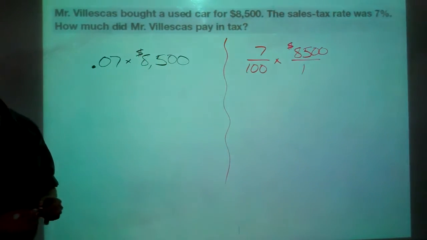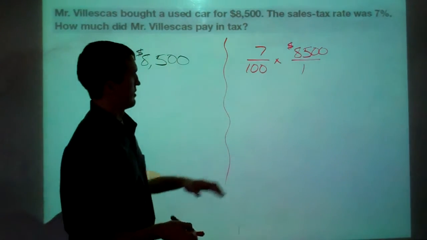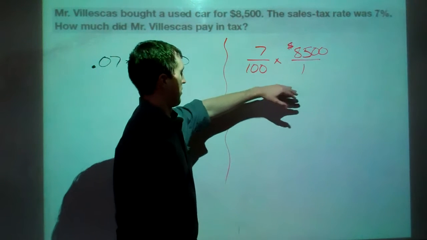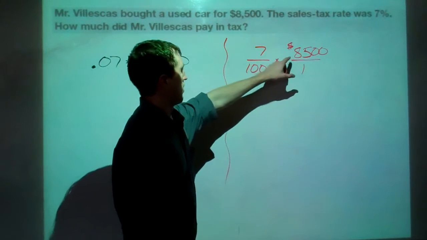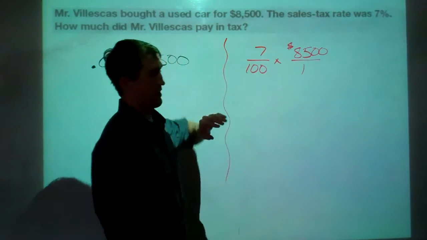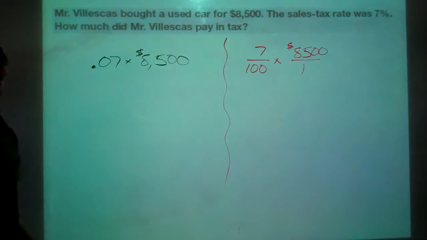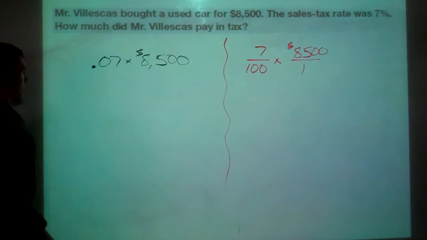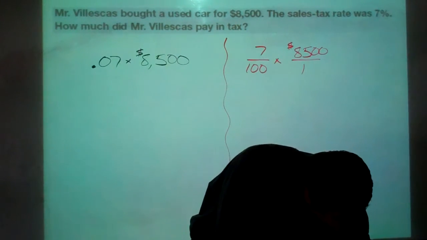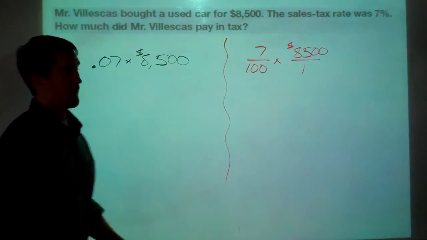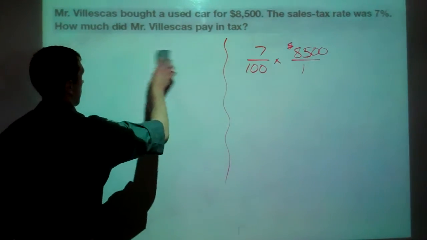Alright, and the reason why the fraction works out nicely this time is 8,500, we know that 100 goes in there evenly, and then we can do this divided by 100 times 7 and get our answer that way. So those are two ways you can set those up. I'll check the answer here if you want to go through and do that. It should come out to $595 for the tax. So $595.